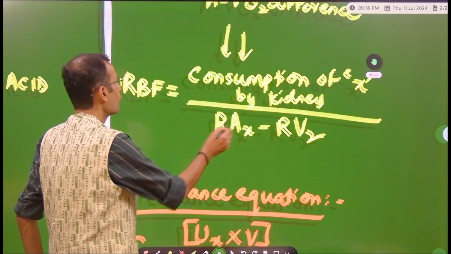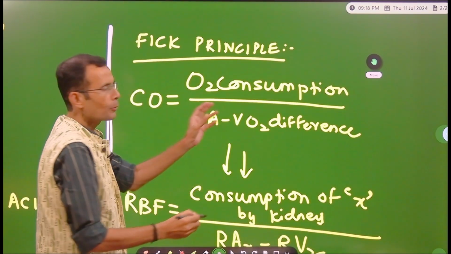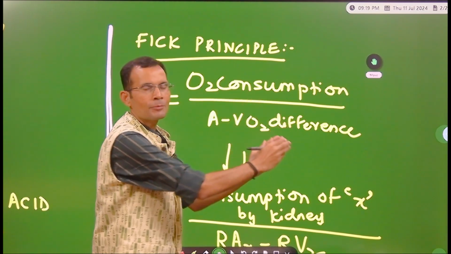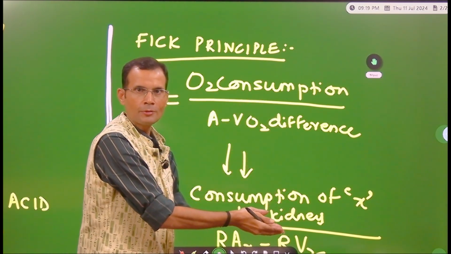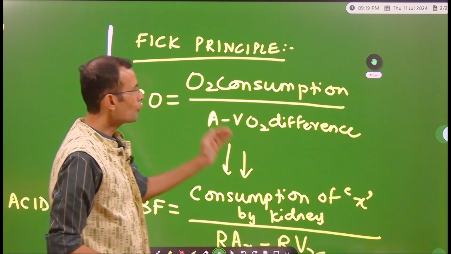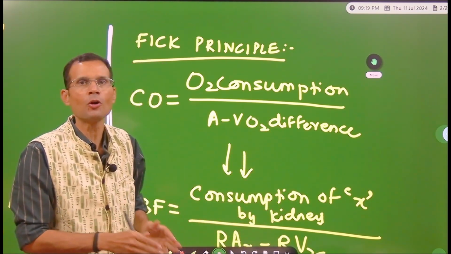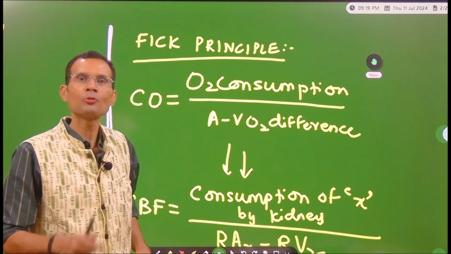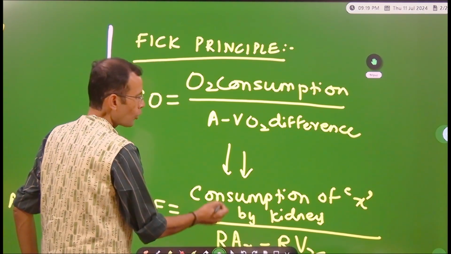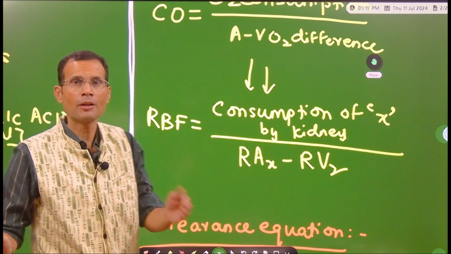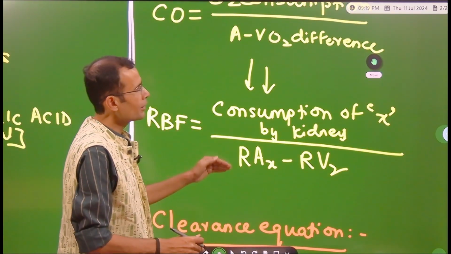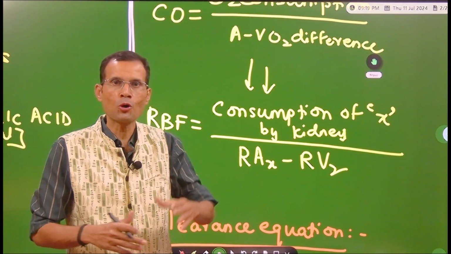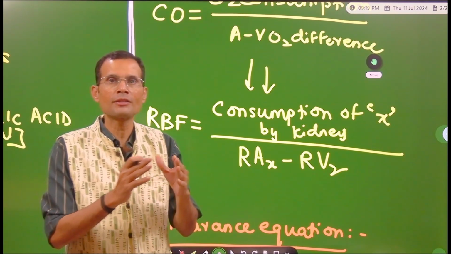Now let's say we are measuring blood flow to a particular organ. The principle becomes oxygen consumption by that particular organ upon arteriovenous oxygen difference in that particular organ. That's how we can apply the Fick's principle for measurement of blood flow to a particular organ. Here we are talking about kidney, renal blood flow, and therefore the same principle we will apply, but this time we will not use oxygen, we will use a substance X.